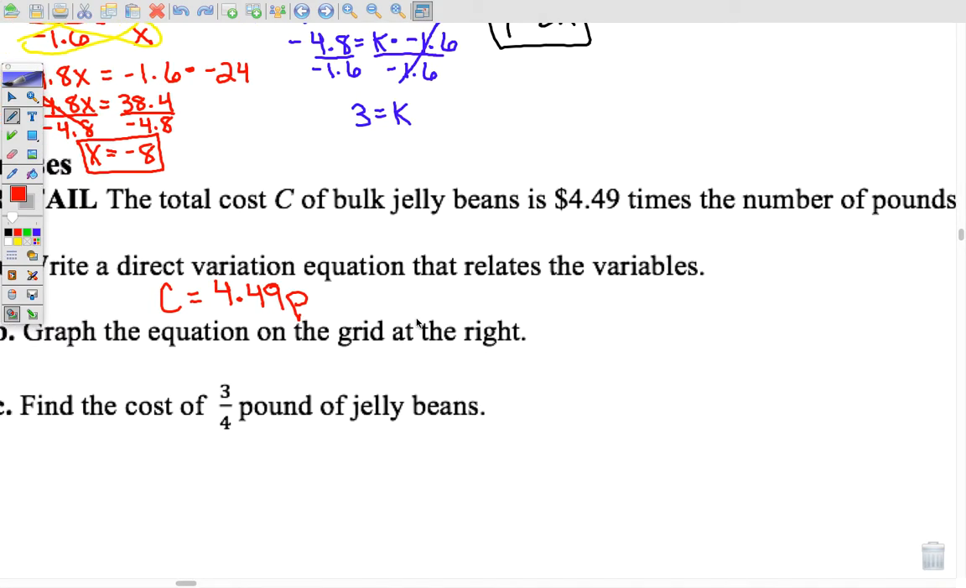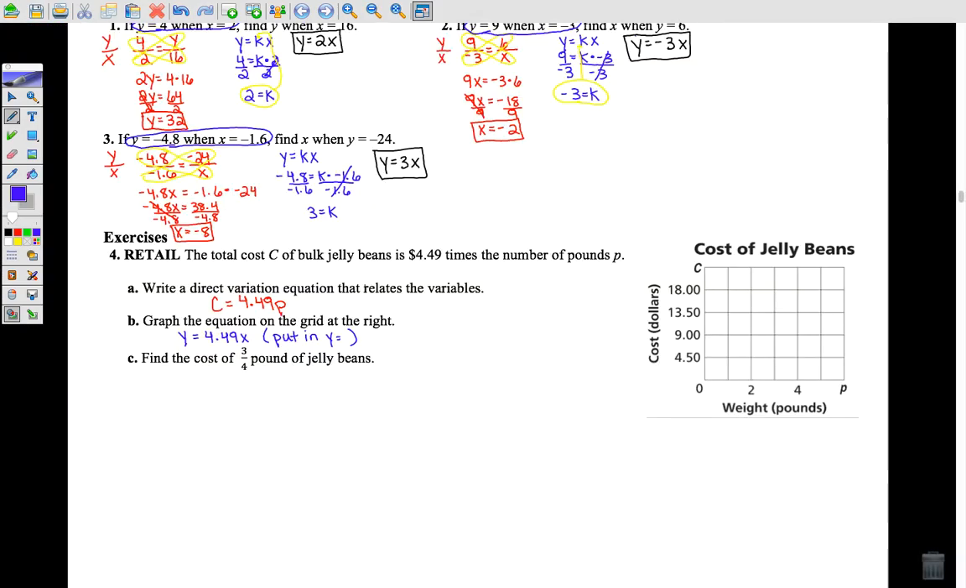Okay, so now it says graph the equation on the grid at the right. Well, when we graph this equation, we're going to put this into our y equals. So we're going to rewrite this: y equals 4.49x. Okay, I'm going to put in parentheses here because these are your notes. We're going to put this in y equals. All right, so I'm going to go ahead and zoom out. Go ahead and get your calculator and type that into your y equals.